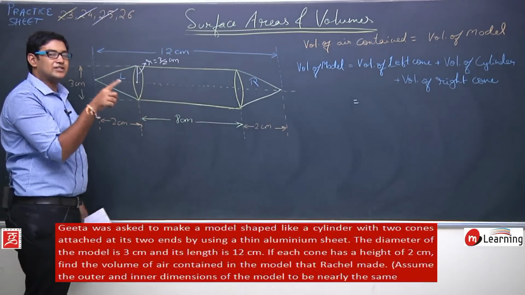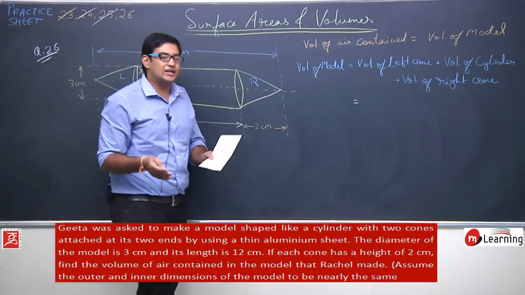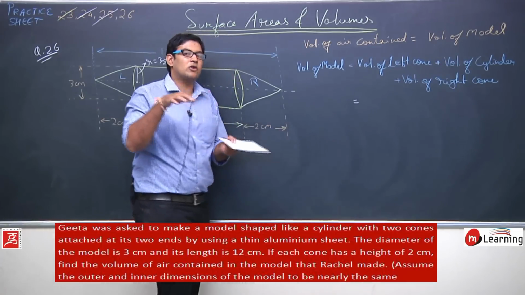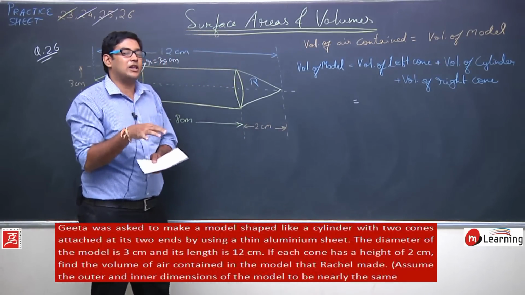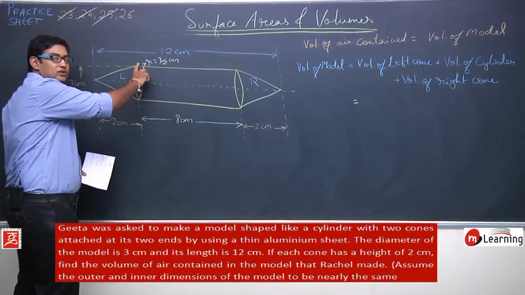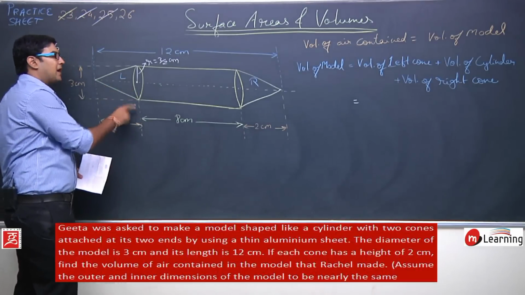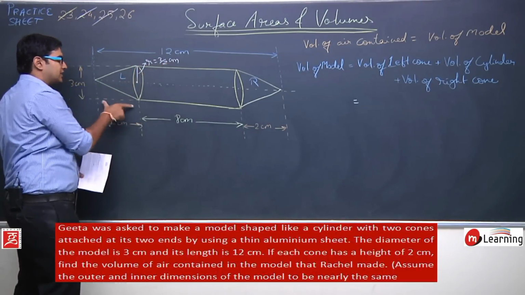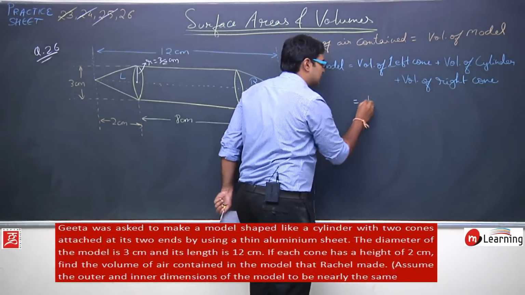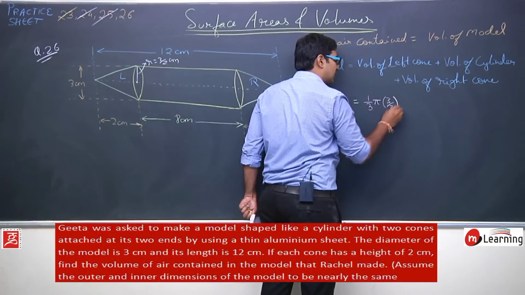1/3 then pi. What is the radius? Radius is 3 by 2. Why? Because the cylinder and the cone have the same base. Okay. The overall diameter of the model is 3 centimeters. So this base is also 3 by 2 in radius. So volume of this cone will be 1/3 pi into (3 by 2) square into h. h is 2 centimeters. So volume of left cone is 1/3 pi, (3 by 2) square into 2 centimeters.